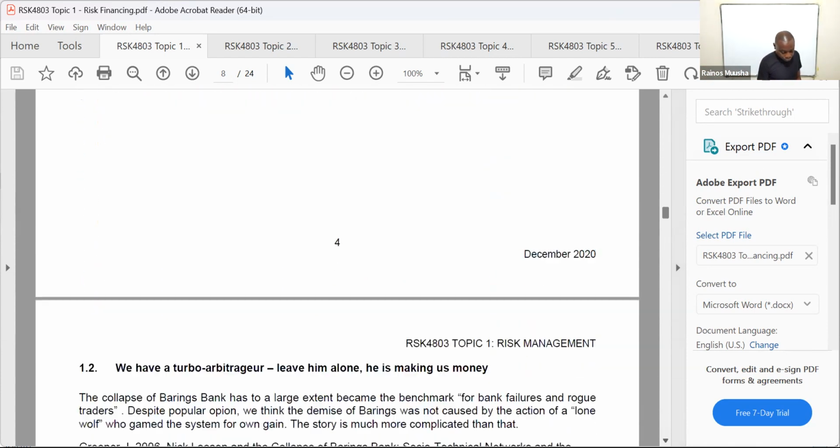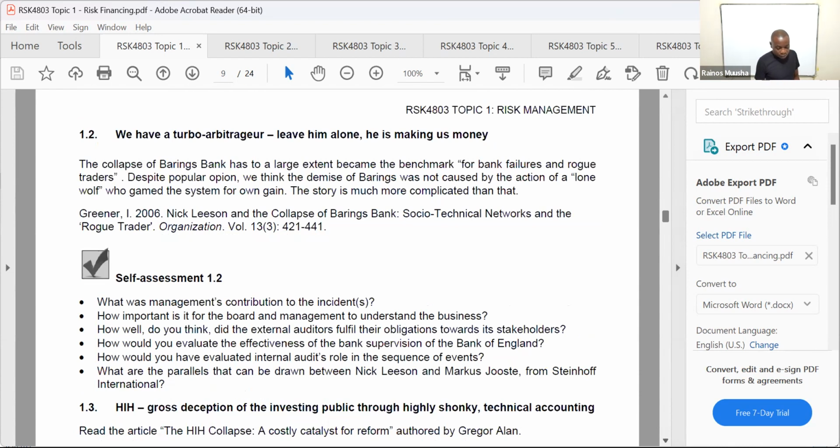Then 1.2, they also look at, we have a table arbitrator. Leave him alone as he's making money. So this is basically where they are looking at the case study of Barings Bank, where there's a trader called Nick Leeson. He was taking advantage of the lack of enforcement of the internal systems when it comes to monitoring of the bank activities, where there's a separation between the front office, the middle office, and the back office as well.